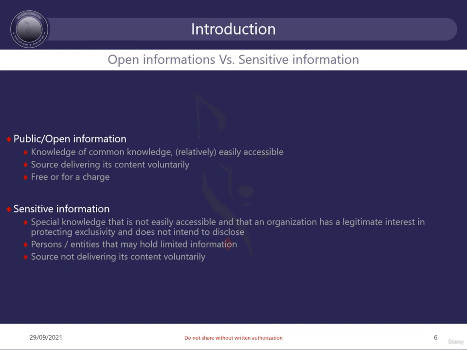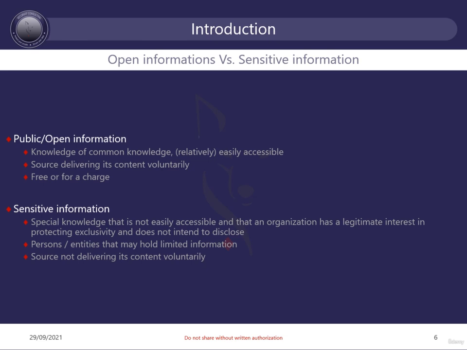Let us now consider the difference between open or public information and sensitive or confidential information. Open information is publicly known and therefore relatively easily accessible. It is information that is disseminated with the full knowledge of its source or owner. Finally, it should be noted that open information can be free or for a fee.